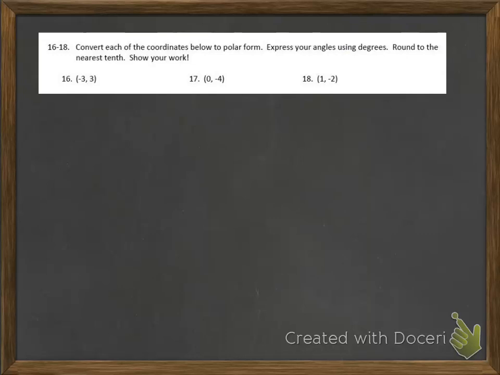On problems 16 through 18, our goal is to convert from rectangular coordinates to polar coordinates. I found that it's really helpful to first sketch where the point is just to get an idea of where your end result is supposed to be. And so that's what I did first. So for number 16, negative 3, 3 is going to put us in the second quadrant.